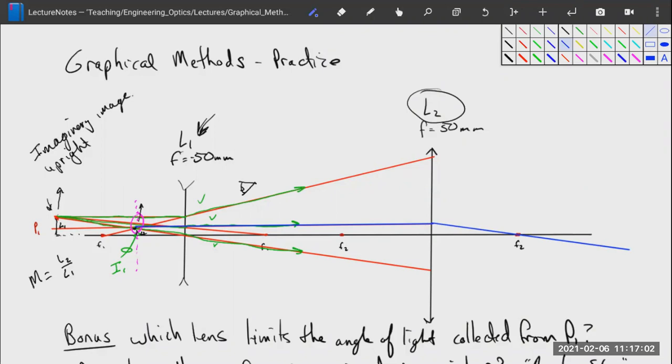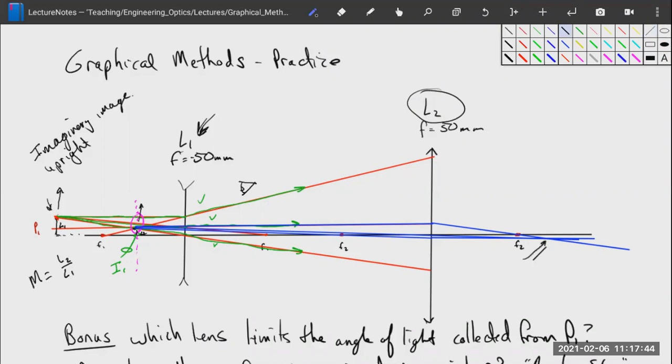Our next beam is going to be through the focal point on the same side of the lens. Once it goes through that focal point and hits the lens, it starts going parallel to the optical axis. And finally, we have one more ray, which passes through the center of the lens unchanged. And so we can see that all of our rays intersect right here.